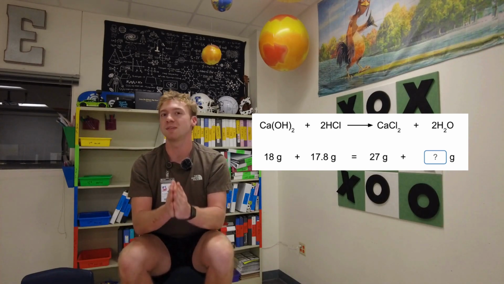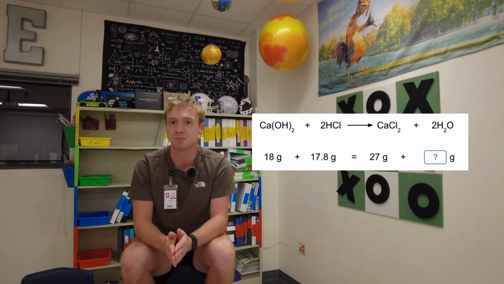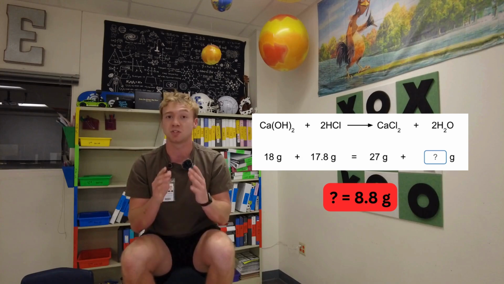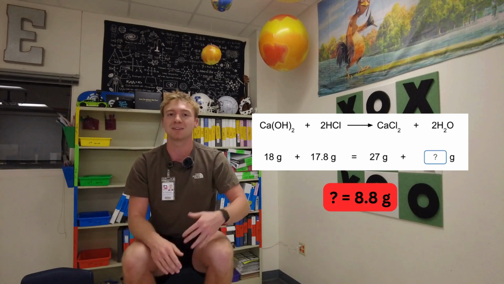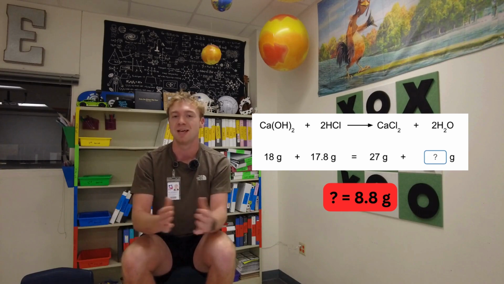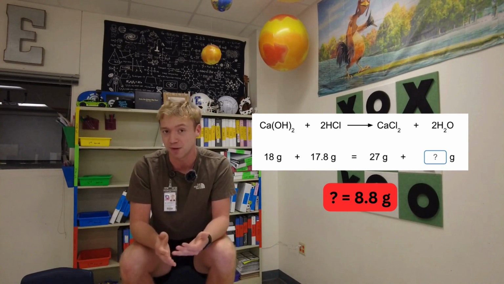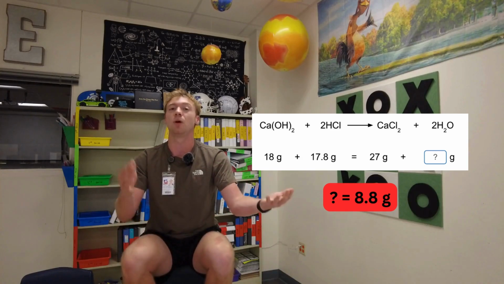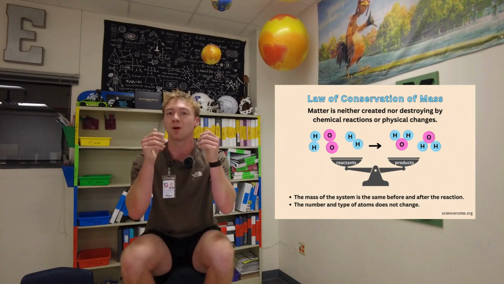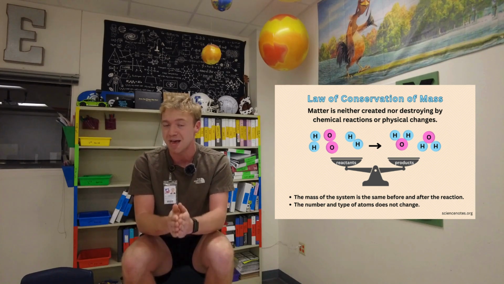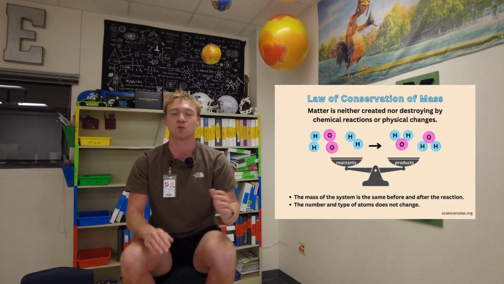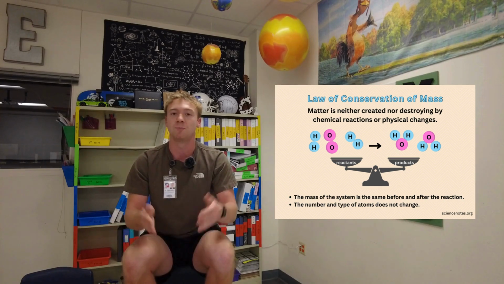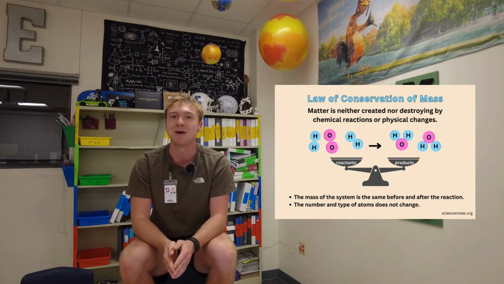All right, hopefully you're saying that the mass of the water on the products must be 8.8 grams, and that is correct because the mass of both the reactants and the products has to equal 35.8 grams, okay? If the mass is equal on both sides of the equation, then you are correct because the law of conservation of mass states that mass is neither created nor destroyed, right? Both sides of our equation have to be balanced.